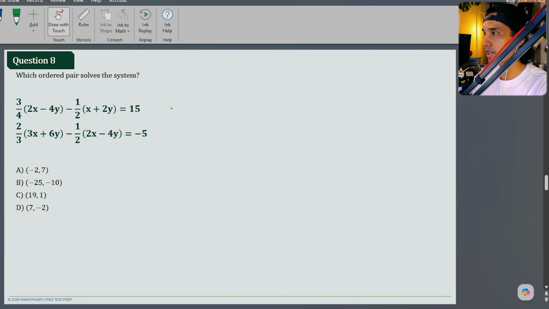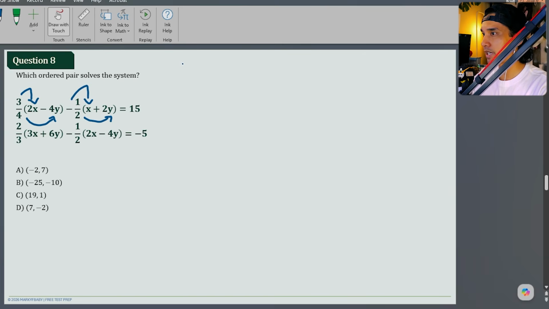So let's just go ahead and work with the first equation here, the first formula. So what is 3/4 times 2x? What is 3/4 times 4y? What is -1/2 times x? And what is -1/2 times 2y? So let's go ahead and perform those operations. And remember, when you multiply with fractions, you just multiply across. Okay, so, and then you have to divide. Remember that. So let's just go over that right now.